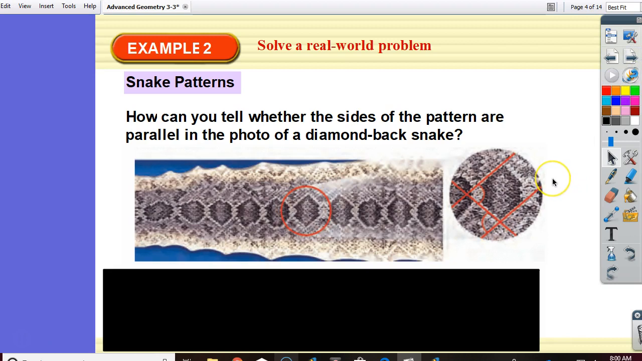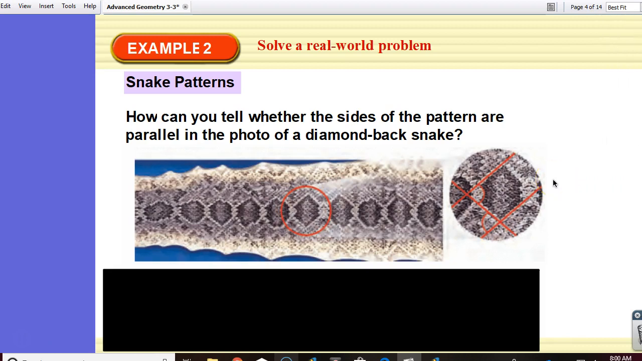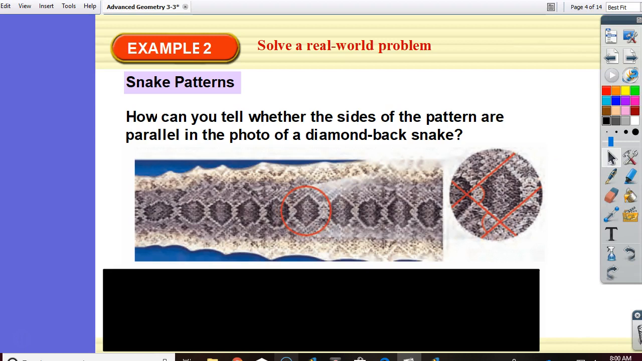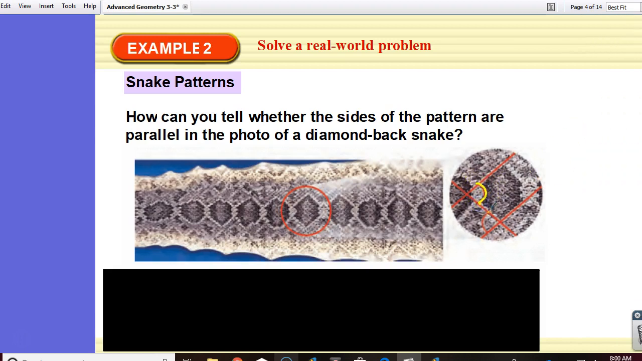How can you tell whether the sides of the pattern are parallel in the picture of the diamondback snake? Okay, so it's really hard to see their drawing, but they have these little marks here. So they have a transversal, and they have these parallel or non-parallel lines. These are called what? Alternate interior angles. If alternate interior angles are congruent, then the lines are parallel. Alternate interior angles converse. Make sense?